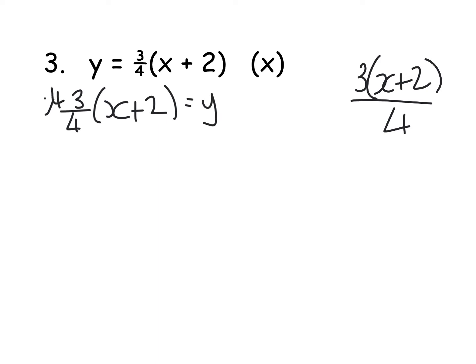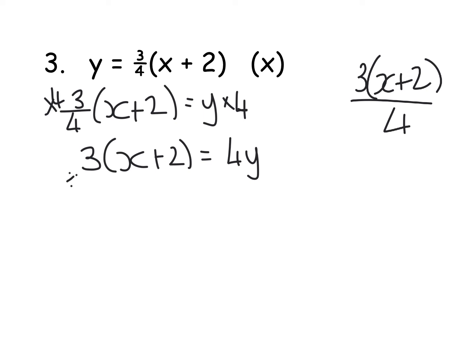I'm going to times both sides by 4 technically is the method I'm using today, which leaves me with 3 bracket x plus 2 equals 4y. Remember, the number always goes before the letter. Then it's up to you. Do you want to multiply out the bracket, or do you want to divide by the 3? Either or. I'm going to do the divide by 3 one first because it's less working.